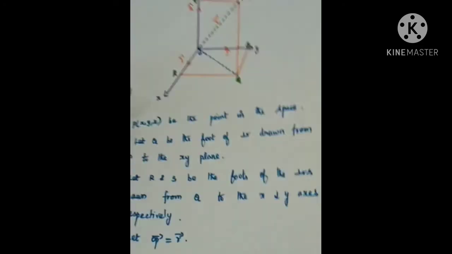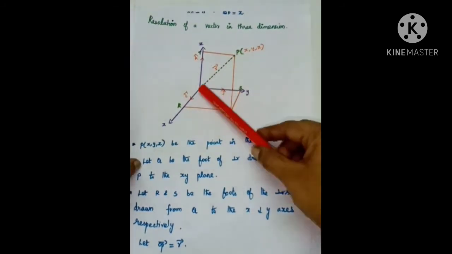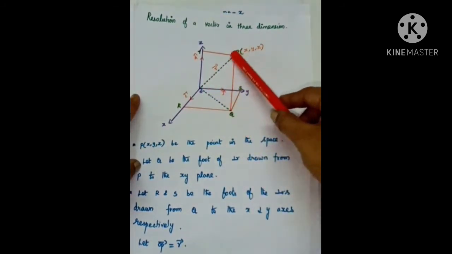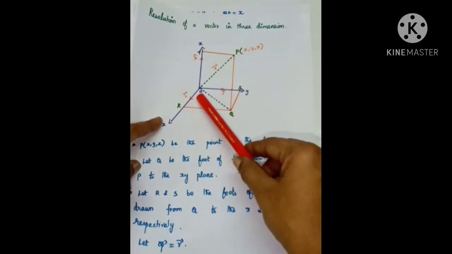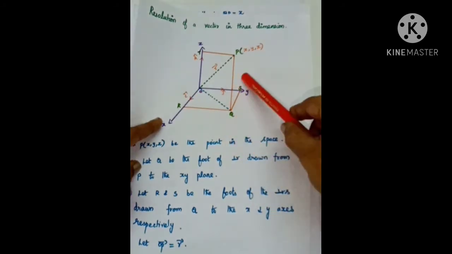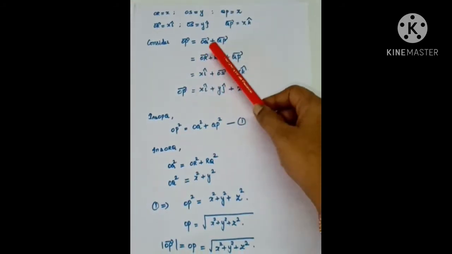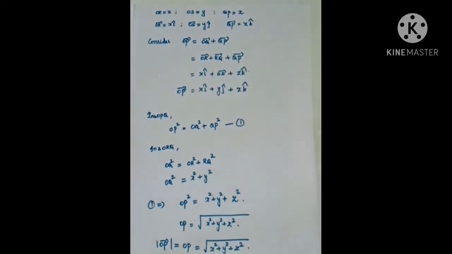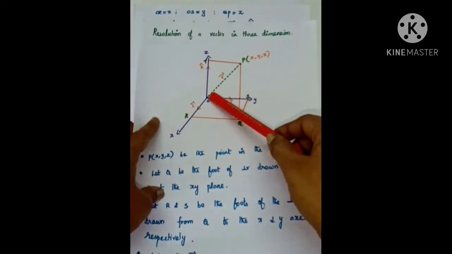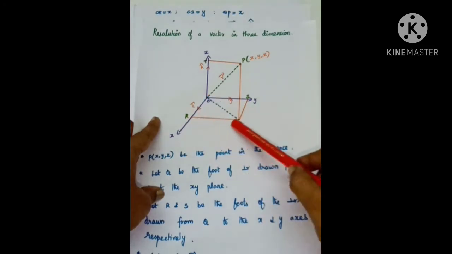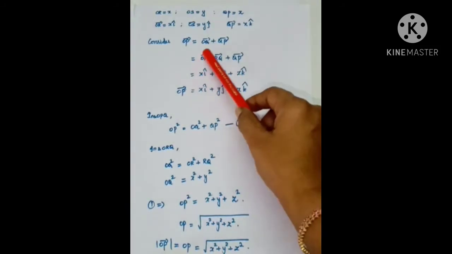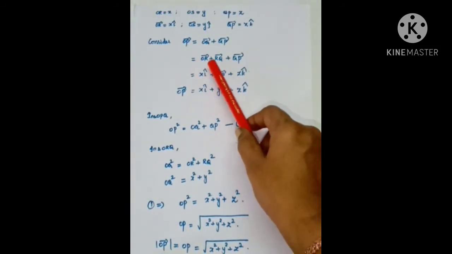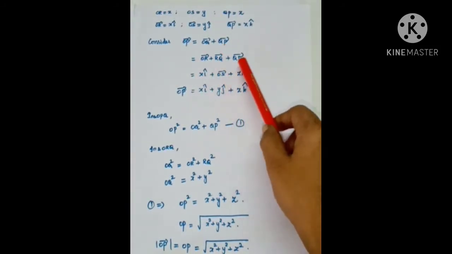And you have to consider now the OP vector. Use the triangle law of addition of vectors. You consider the triangle OPQ. How can you write it? OP vector is equal to OQ vector plus QP vector. Now you have to find the OQ vector. So for the OQ vector, you consider this triangle. It is OR vector plus RQ vector. So the OQ vector can be written as OR vector plus RQ vector, already plus QP vector.